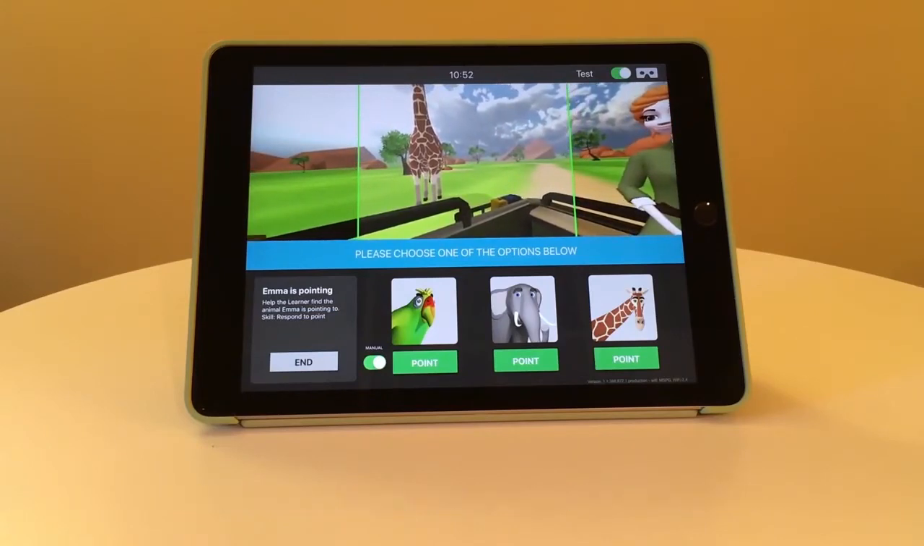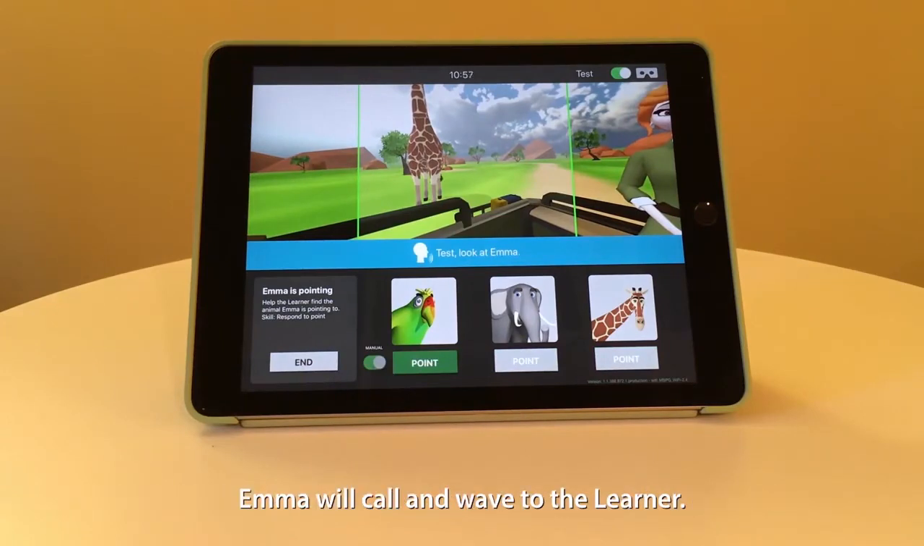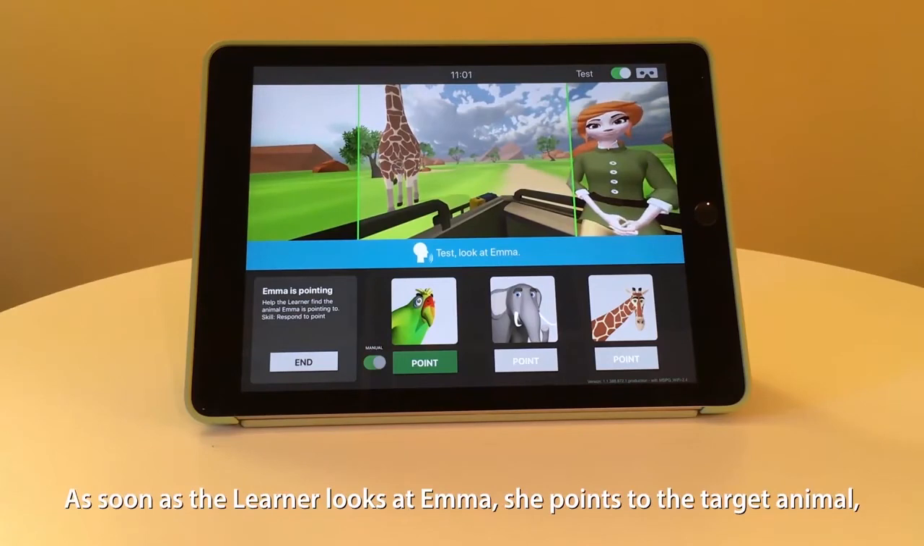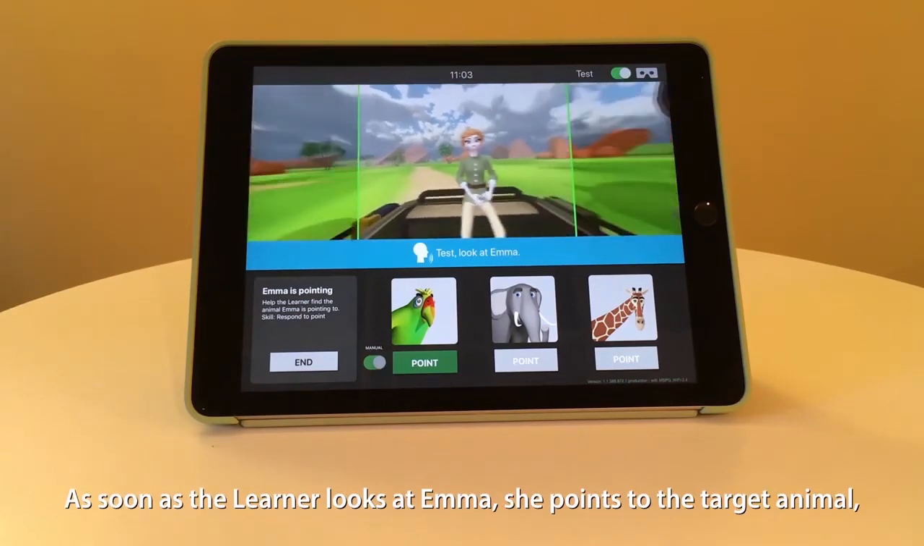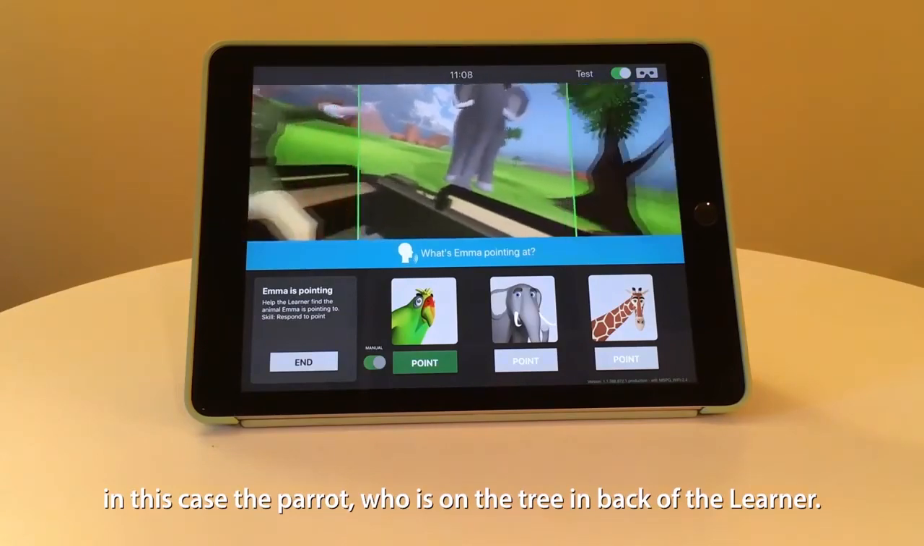If a target animal is chosen, but the learner is not looking at Emma, Emma will call and wave to the learner. As soon as the learner looks at Emma, she points to the target animal, in this case, the parrot, who is on the tree in back of the learner.